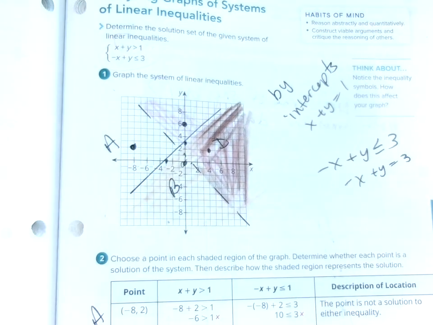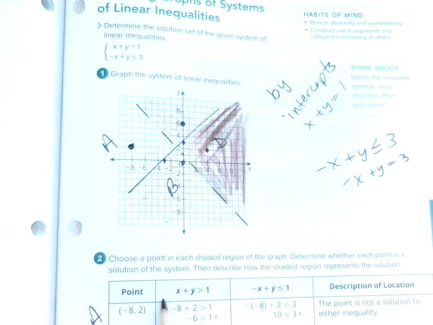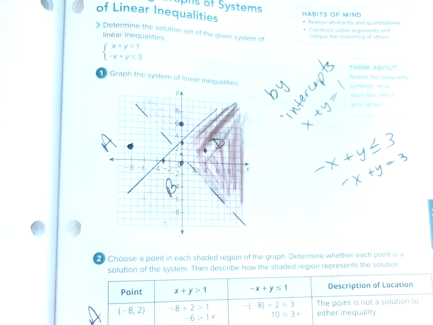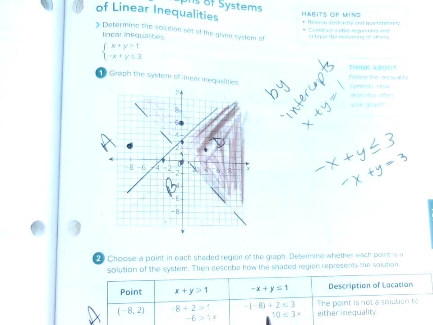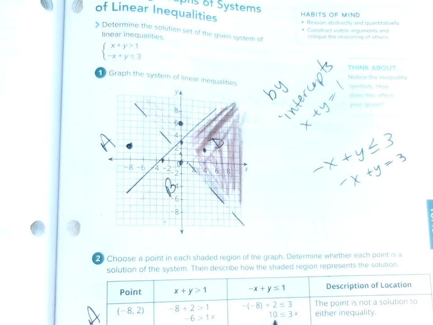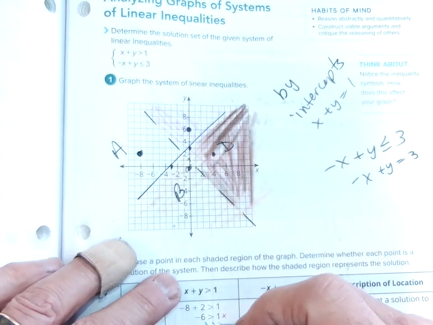I tested point A first of all, knowing that it doesn't work at all, which is here at negative 8, 2. We plug negative 8, 2 into this first equation. Does not work. That's not true. Negative 6 is not less than 1. I plug negative 8, 2 into the second equation, and when I check that, 10 is not less than 3, so this is no on both.